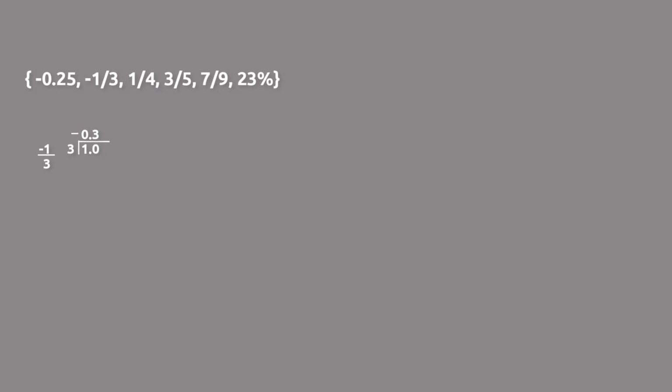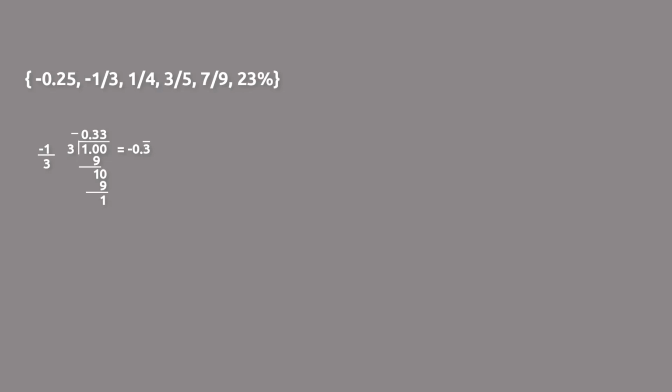And that's going to be 9. 10 minus 9 is 1. Bring down your 0, and we end up with the same thing. 3 goes into 10 3 times, and this is just going to keep repeating. So we know it's just dot, dot, dot. So this equals negative 0.3 repeating.